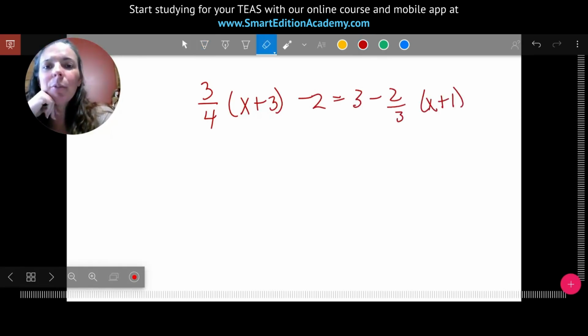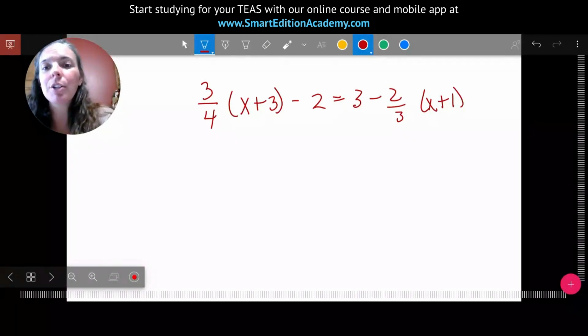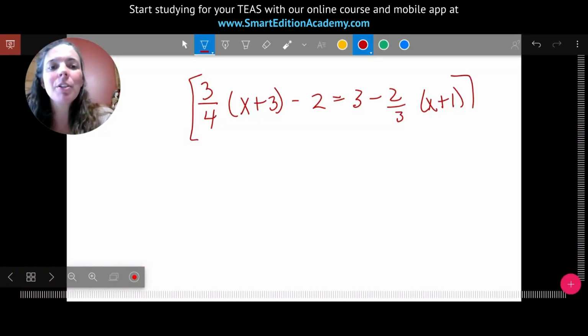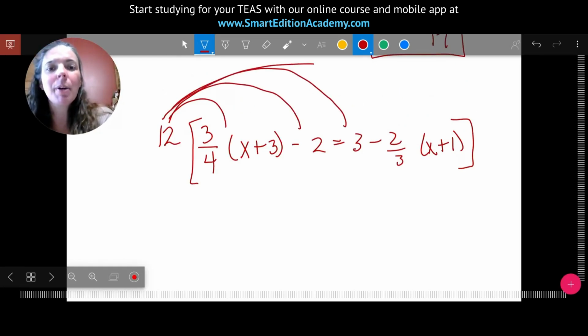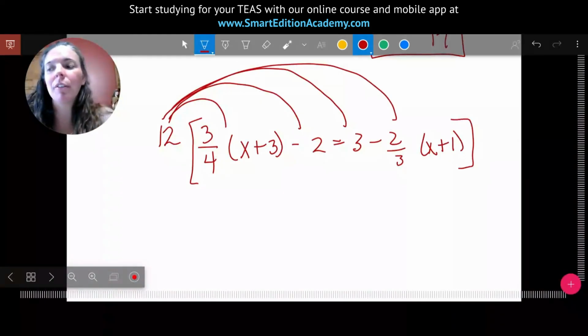If we want to deal with this equation without the fractions, we can actually multiply the entire equation by some number that will allow me to drop the fractions completely. The number that we need is the least common multiple of the denominators. So 4 and 3, their least common multiple would be 12. I'm going to multiply everything by 12, so I'm just distributing 12 to each term. The hardest part about this is remembering to distribute to all of your terms.